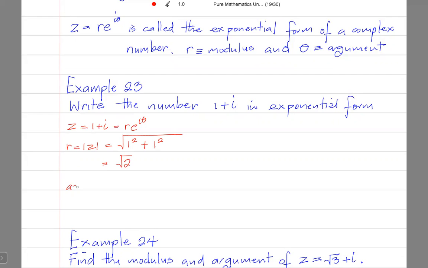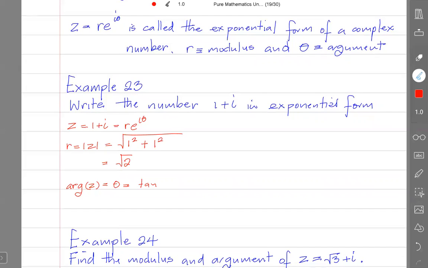Now the argument of z, theta, is equal to tan inverse of imaginary 1 over real 1. Now 1 plus i is in the first quadrant, so the argument, remember that in the first quadrant and in the fourth quadrant, the argument is simply tan inverse imaginary over real. So here the argument is pi by 4. Argument is always measured in radians, so it's pi by 4.